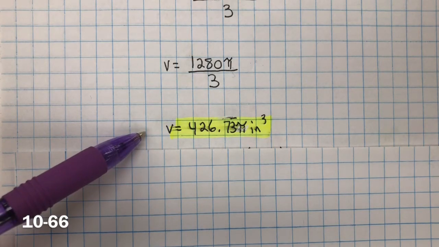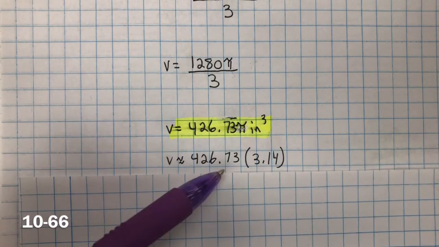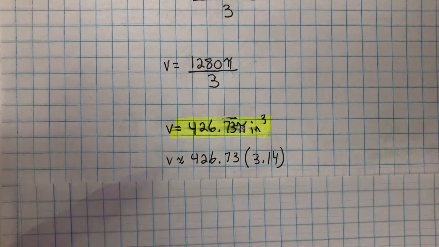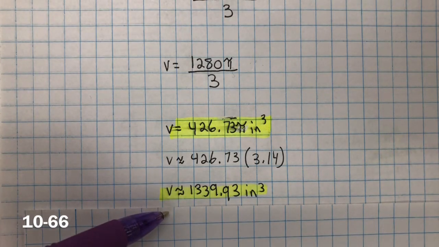Now to find the approximate value, we're going to multiply this by 3.14. And the volume is approximately 1,339.93 cubic inches.